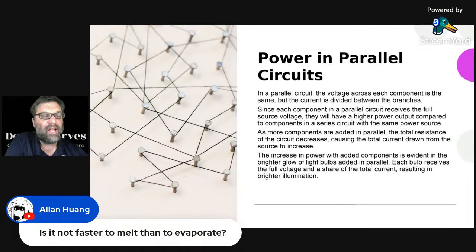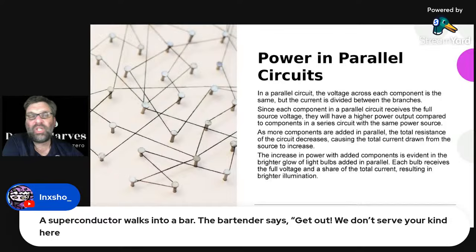Is it not faster to melt than evaporate? Well, that's an experiment for you, isn't it? Yeah. Because it requires more energy to melt than it does to evaporate because the particles are pretty close together. Also depends on the substance as well. You can't make these claims. I mean, yes, for water, be a case in point.